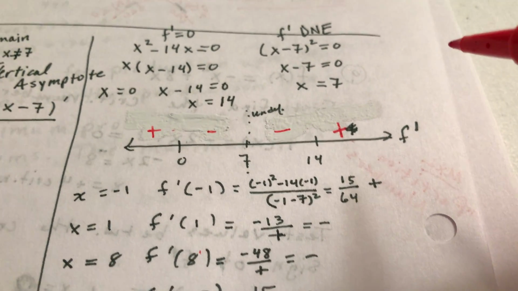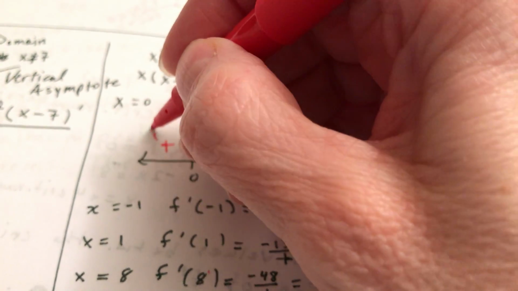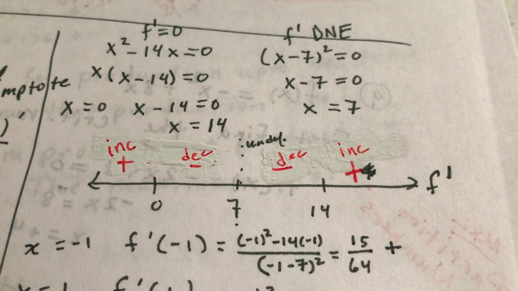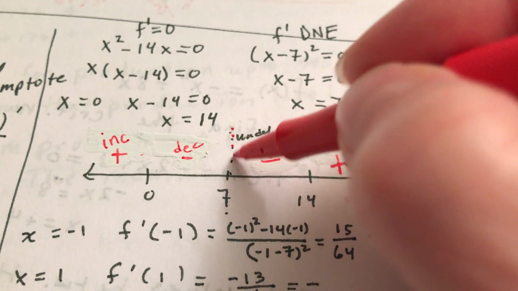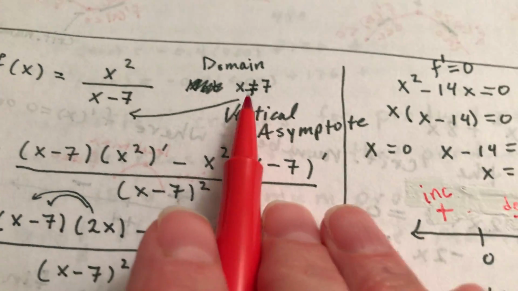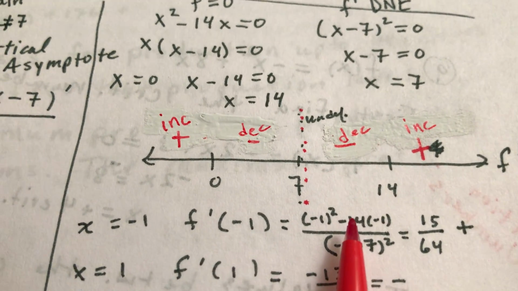Right. Now, what does this mean? F prime positive means increasing, then decreasing, decreasing, and increasing. Now notice that I wrote 7 is undefined because it is. There's a vertical asymptote there. And just in case I needed it, it's just there by the way.